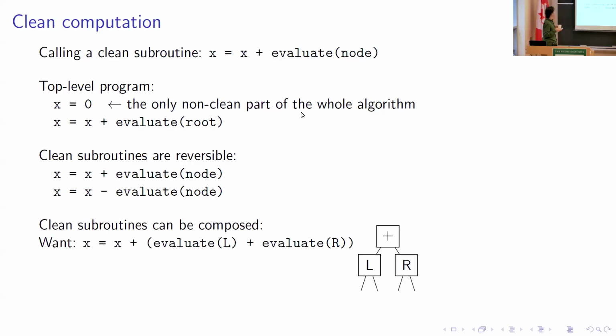Finally, the most important thing is that you can compose these subroutines. So let's suppose we have a tree, and the node we want to evaluate is a plus operation. So we want to add evaluate of left plus evaluate of right to our variable x. But we can't do that directly because all we can do is lines like this line at the top of the slide. So does anyone see how we can implement this using catalytic or clean subroutine calls?